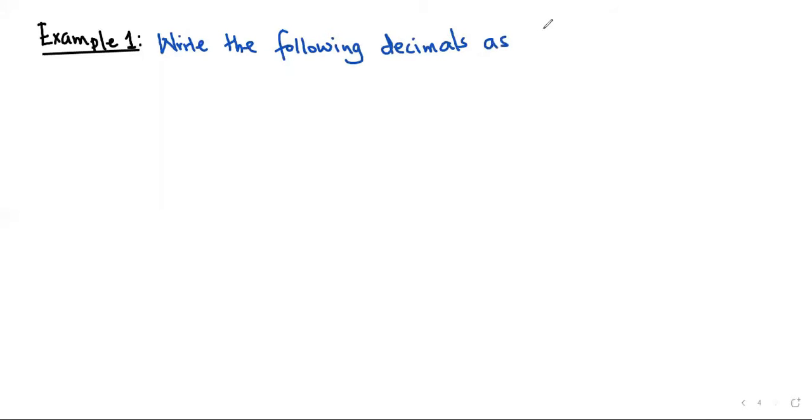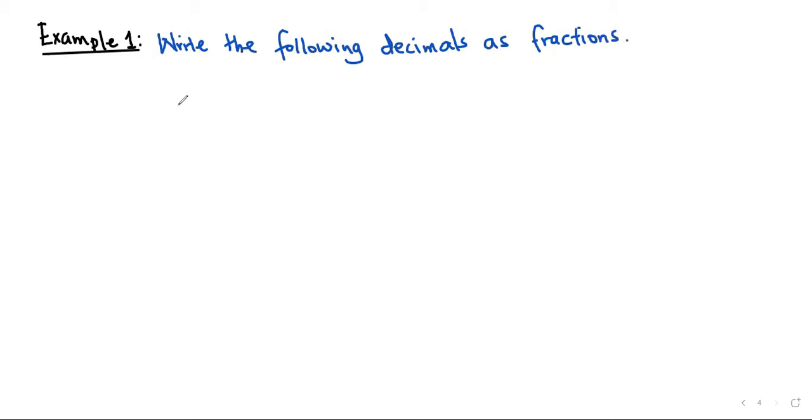Let's have example number 1. Let's say, write the following decimals as fractions.